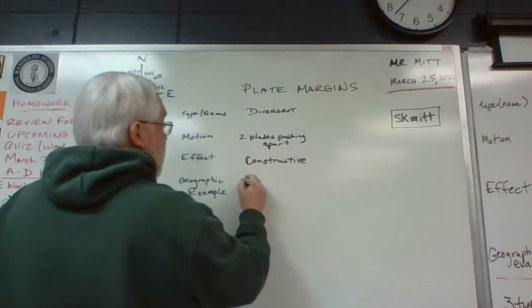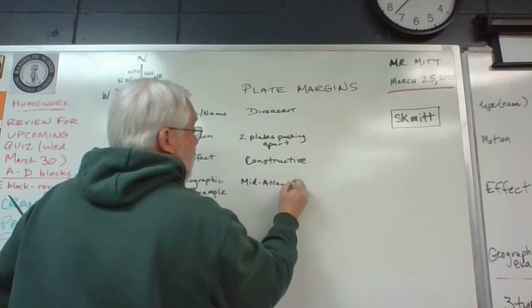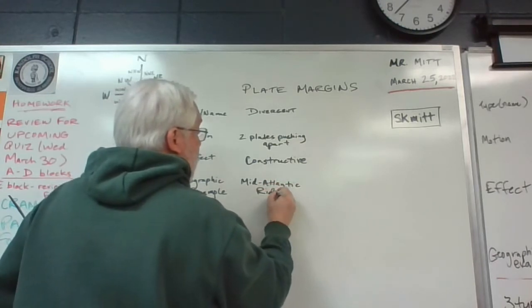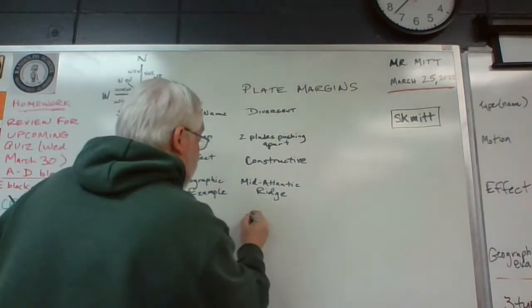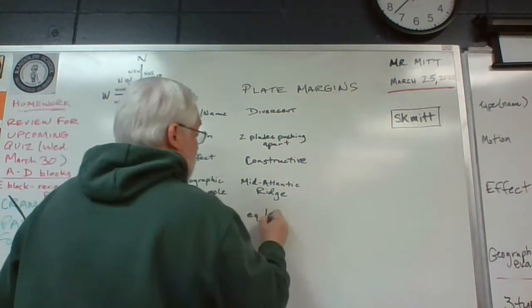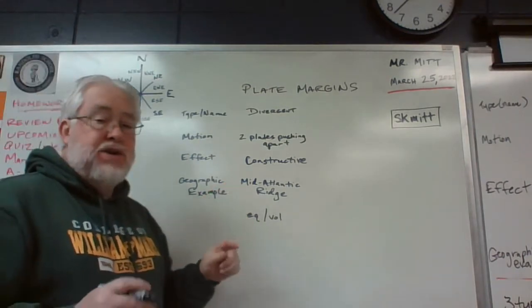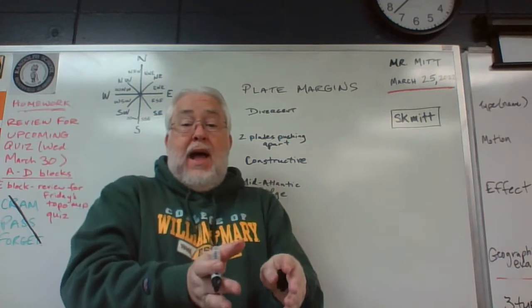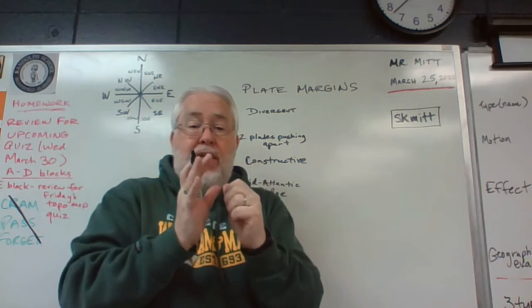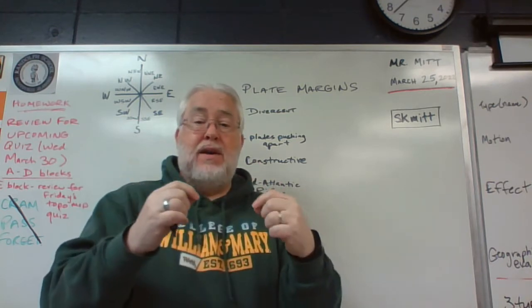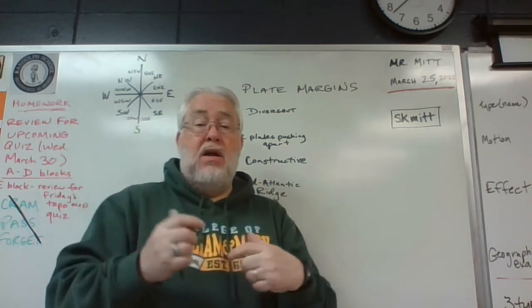A great example of this is what's known as the Mid-Atlantic Ridge. As I told you in class, this is a type of plate margin where you can have both earthquakes, and I'm just going to write EQ, and you can also have volcanoes at these types of plate margins. Great example of the Mid-Atlantic Ridge is where it actually goes onto land in Iceland, and so you can actually see this plate margin there.